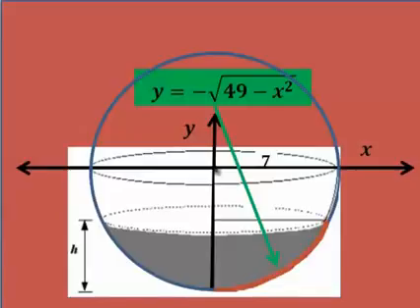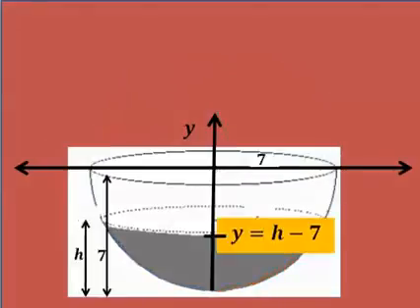Alright, next, I can see that my depth is h, but where does the top of the water hit the y-axis? Again, because I'm below the x-axis, I go down to negative 7 and then I work my way up h units. So the top of the water hits the y-axis at h minus 7.